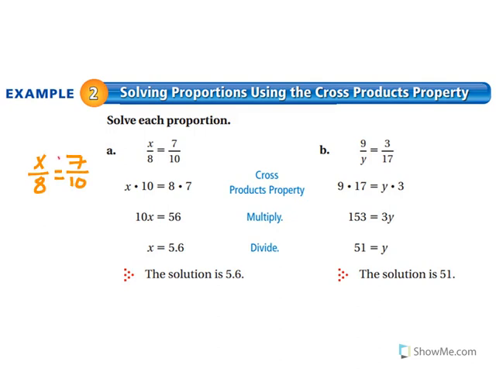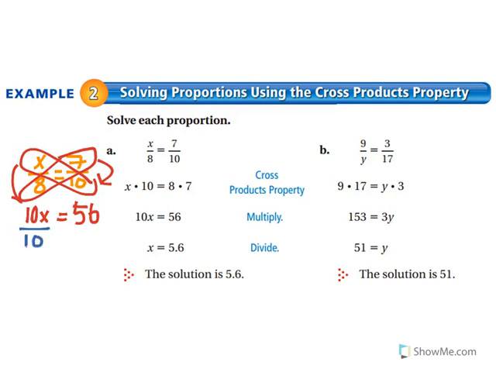So 7 times 8 equals 56. And then 10 times x equals 10x. And when I do this, now I want to get the x by itself, so I have to divide it by 10. These cancel out. I get x equals 5.6.